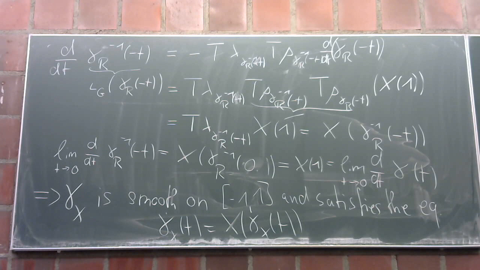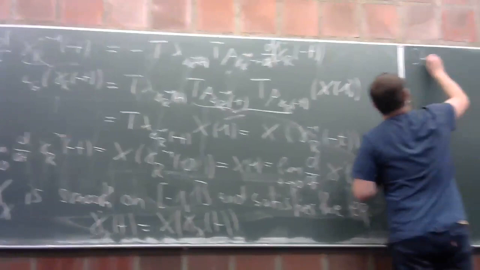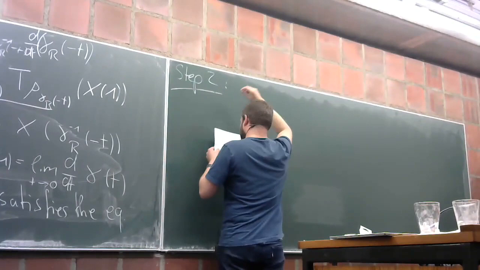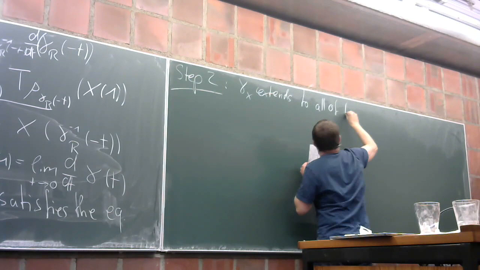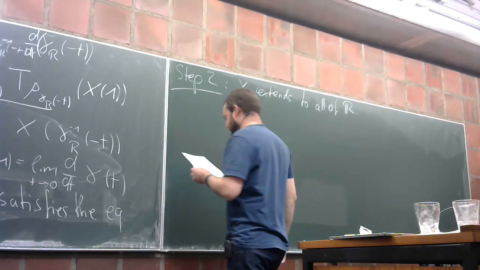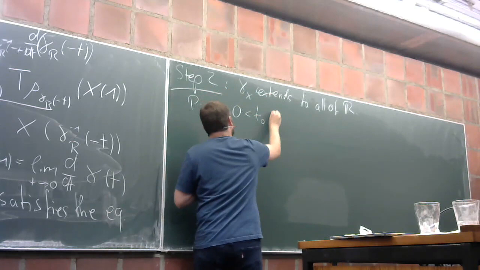Okay. Right. So let's see. Okay, step two. So gamma x extends to all of the reals, and actually we only showed that it can be extended for all positive reals. So first of all, let's pick the time t naught between 0 and 1, and let's build an extension.